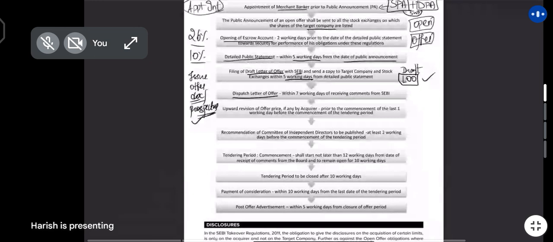Then you dispatch the letter of offer based on SEBI comments. Remember, after the draft, SEBI might give you some changes to make, and then you might actually end up making these changes, and then you will have the final letter of offer. That final letter of offer should be dispatched within 7 days of receiving any comments from SEBI. SEBI usually takes 30 days to give you the comments.